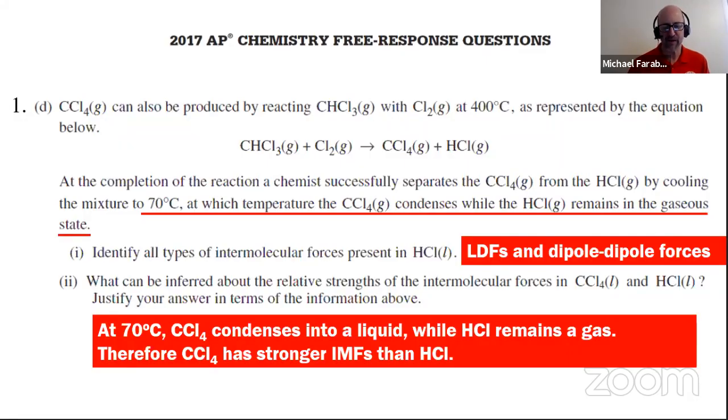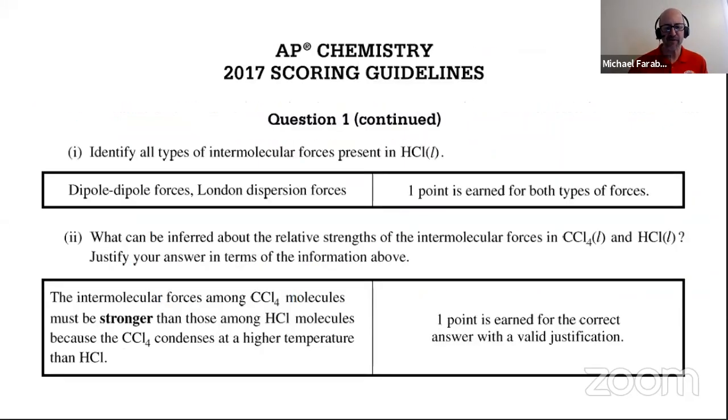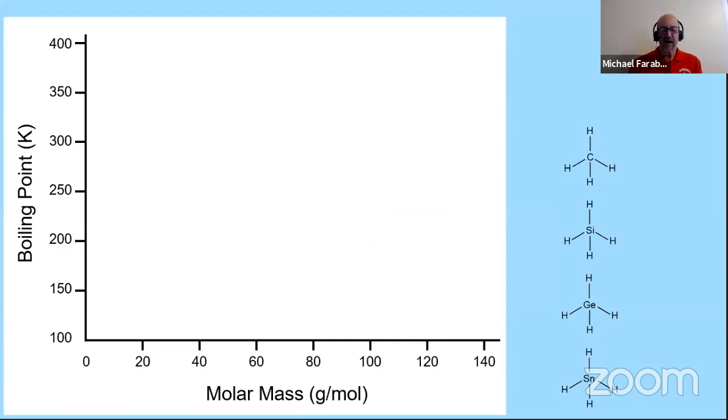I will go ahead and put up the official scoring guidelines for this question. So 1 point for identifying all of the intermolecular forces in HCl, and 1 point for a valid justification in terms of stronger intermolecular forces because the CCl4 condenses at a higher temperature than HCl. All right. I'm now going to talk about another type of attractive force. We've talked about London dispersion forces and dipole-dipole forces.